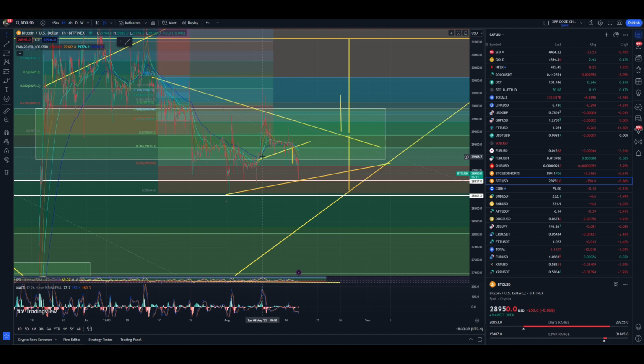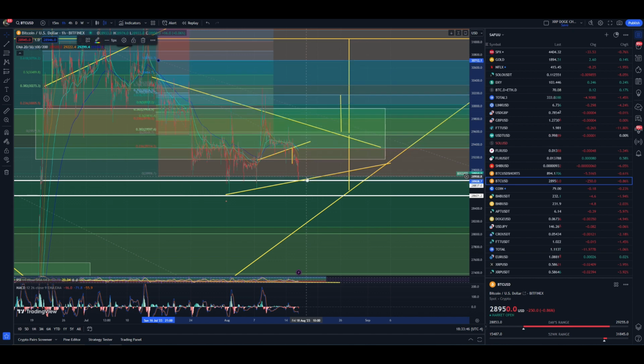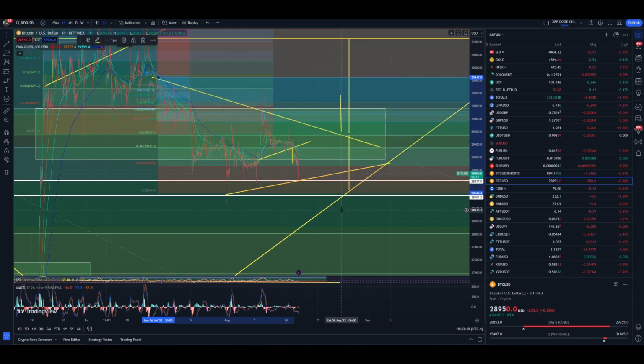What we see happening with Bitcoin now is that sharp retracement back down to the bottom end of the zone here, hitting around 28,837. And it's literally the same zone over here that we hit on August 4th, the same zone we were hitting here on August 1st and the 31st of July.